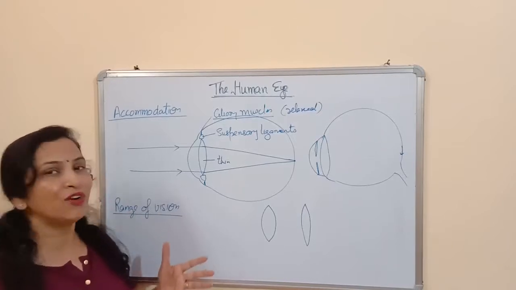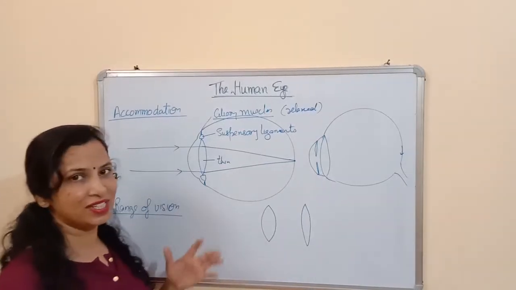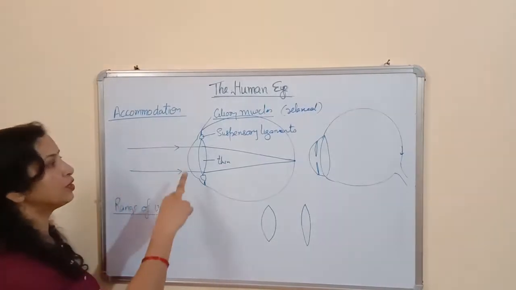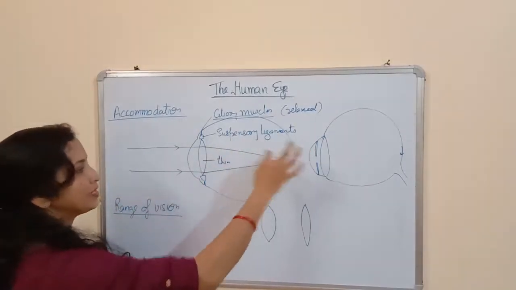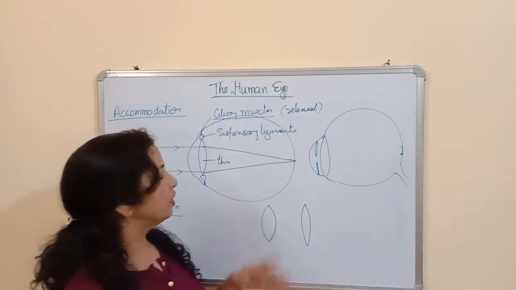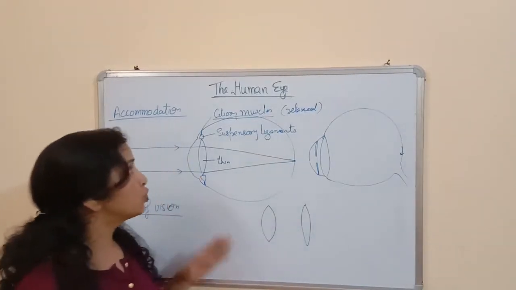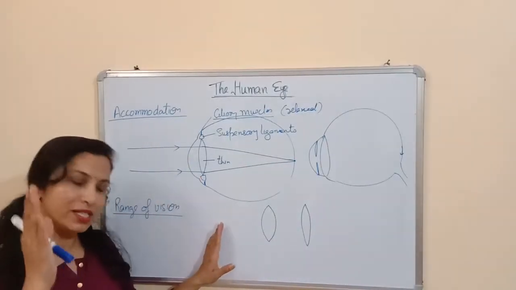So this is the one thing. When you see the far object, first your ciliary muscles get relaxed, and the suspensory ligaments attached to the lens pull the lens, and by pulling, this lens, which is flexible and made up of protein, becomes thin. And when it becomes thin, its focal length increases. By increasing its focal length, it can easily converge the light rays which are coming parallel from infinity to the retina, and that's why you are able to see the object. So this is about when you see the distant object.